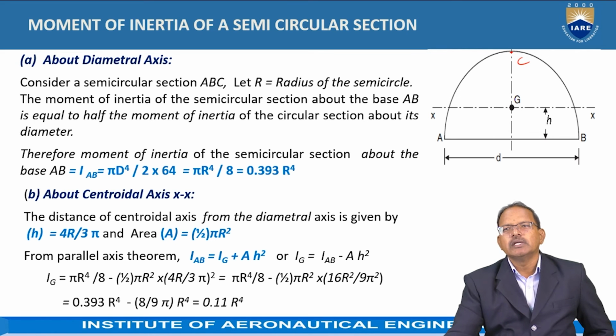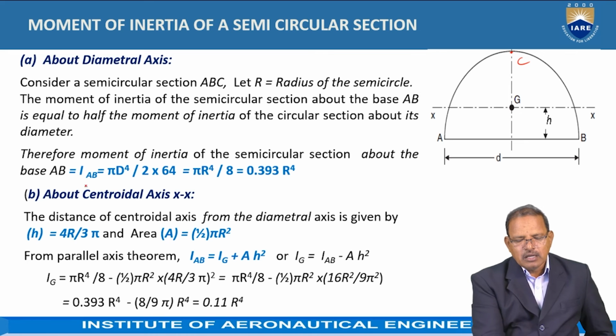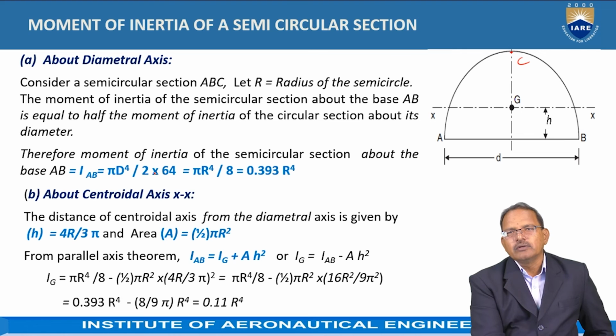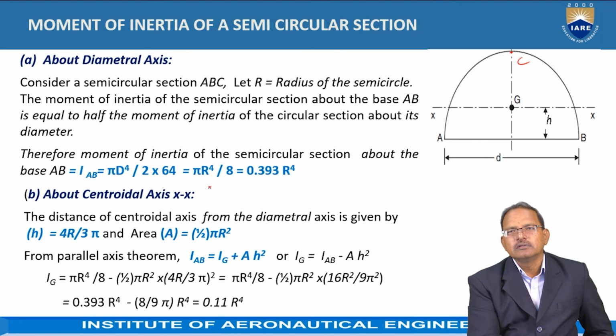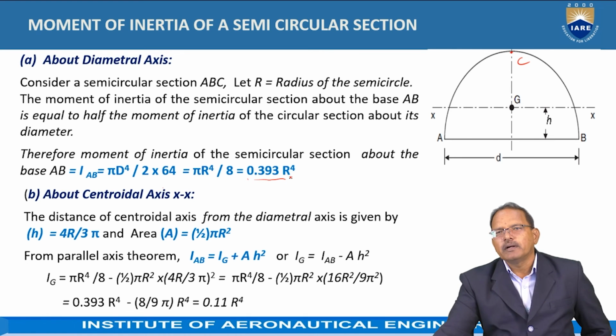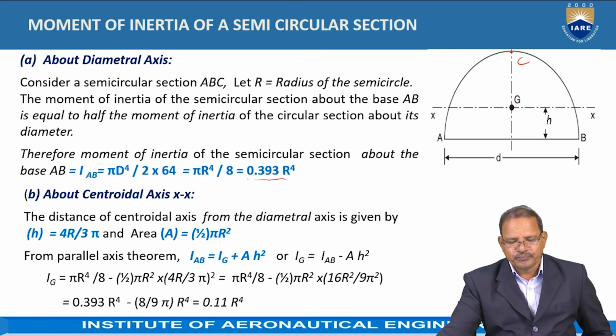But the moment of inertia of a circular section about its diameter AB is obtained by pi divided by 64 into d to the power of 4. So by substituting the values, since it is half of the circle, IAB is equal to pi d to the power of 4 by 64 into 2, which is pi d to the power of 4 by 128, which is equal to pi r to the power of 4 by 8. On simplification, we get 0.393 r to the power of 4.